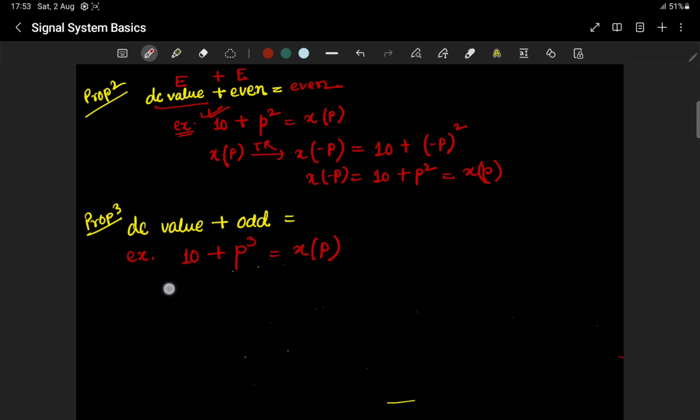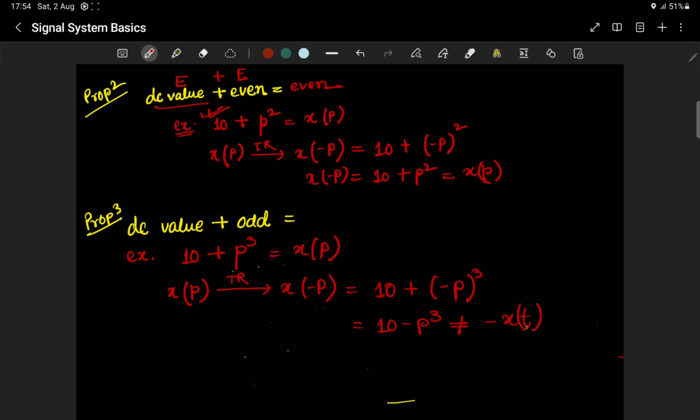Okay, so I am doing what? I am doing time reversal. Simple time reversal, and I am doing what? x of minus t, and there comes our 10 plus minus t cube. Okay, which is basically identified as 10 minus t cube, which is not equal to minus of x(t). Okay, very important point.